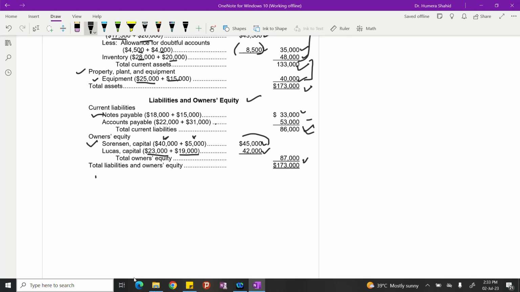So current liabilities, we don't have non-current liabilities, and 87,000, when I add them, they are 173,000. Can you see? The asset side is equal to the liabilities and owner's equity side. If both sides of your balance sheet are not balanced, it means that you made some mistake in the journalization of the transactions. So this is it for the discussion of chapter number 12.